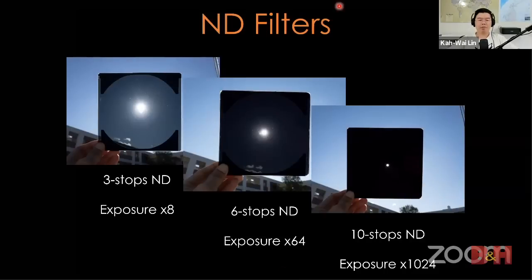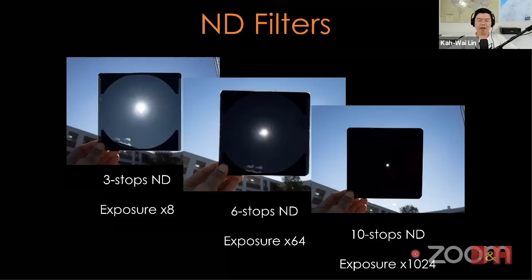So let's talk a few words about ND filters. ND filters, or neutral density filters, are like the sunglasses of the camera. They come with different strength or darkness levels. You can get them from 1 stop all the way to 20 stop. But the 3 most commonly used ND filters in landscape photography are 3, 6, and 10 stop. 3 stop lengthens exposure by 8 times, 6 stop lengthens exposure by about 60 times, and 10 stop lengthens exposure by 1,000 times.